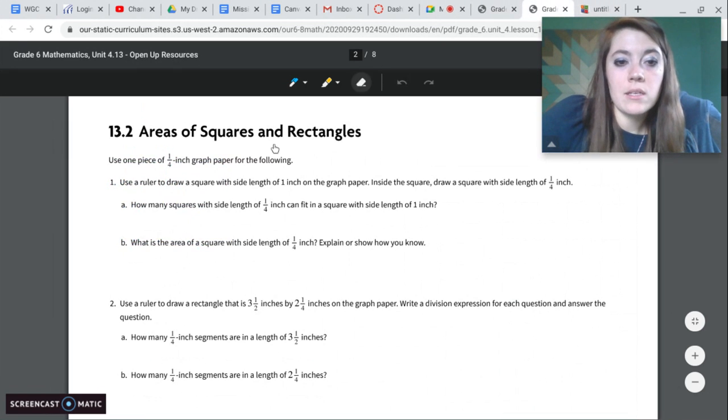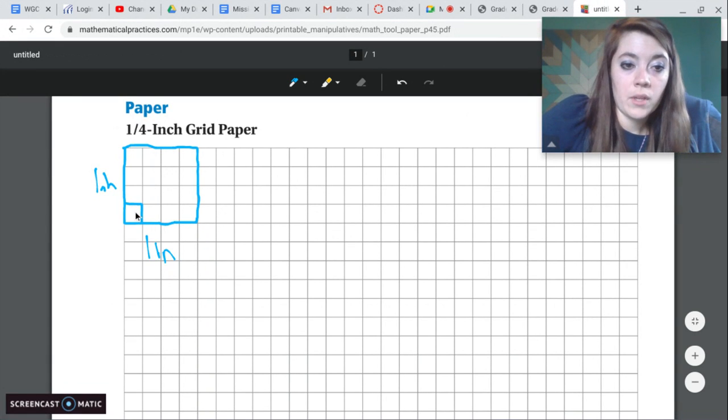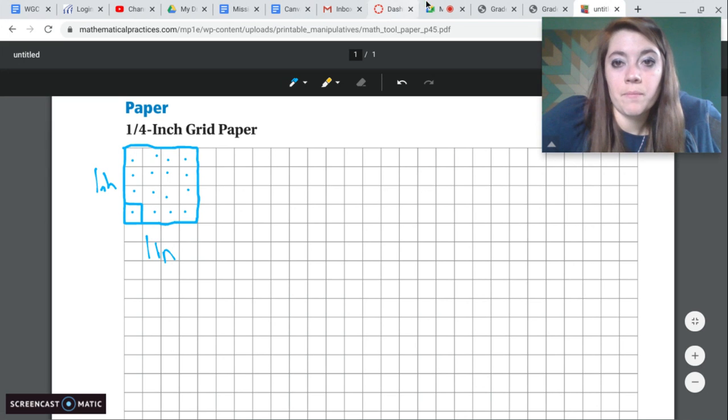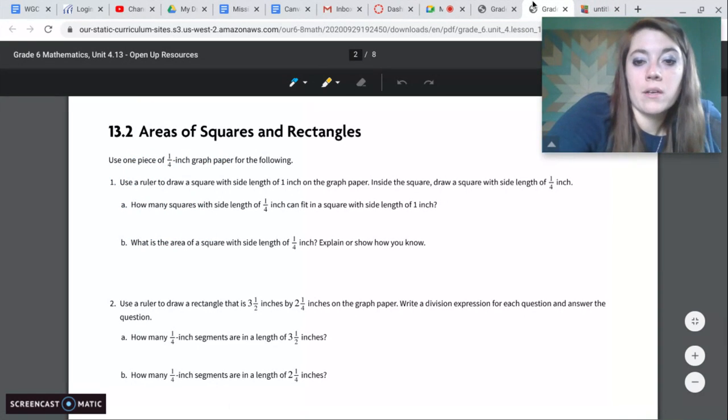So it asked us how many squares with side length of 1/4 inch can fit in a square with side length of 1 inch. So count up the squares. 1, 2, 3, 4, 5, 6, 7, 8, 9, 10, 11, 12, 13, 14, 15, 16. So 16 squares.